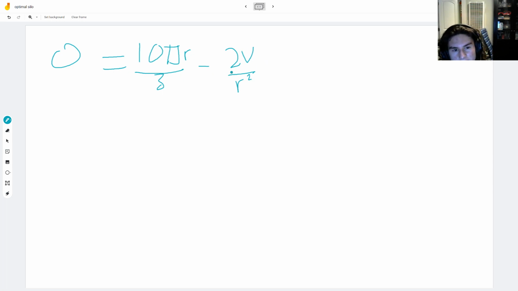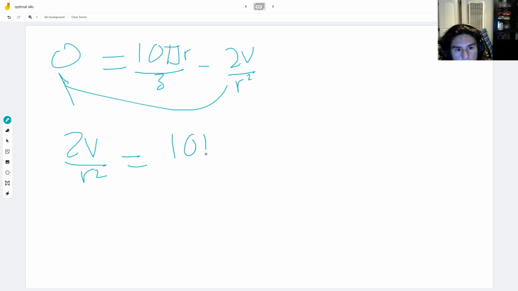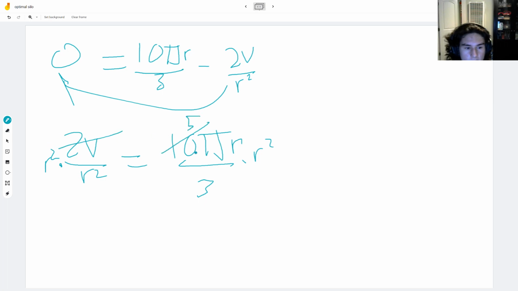So now this looks a little bit easier. We can shove that on that side and get 2v over r squared equals 10 pi r over 3. Get rid of the r squared. We're going to multiply both sides by 2 times r squared. Cancel the 10 and 2. That turns into a 5. So we'll end up getting v equals 5 pi r to the power of 3 over 3. But we're solving for r again because we already know what v is. That's just a constant. We're given that.